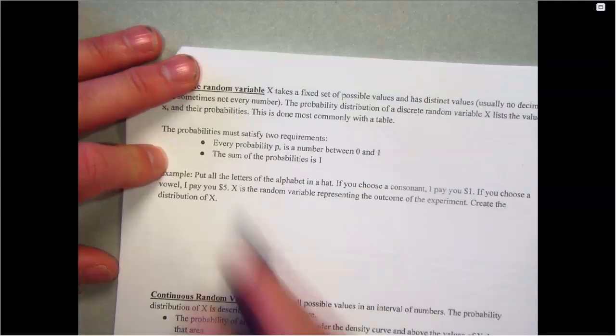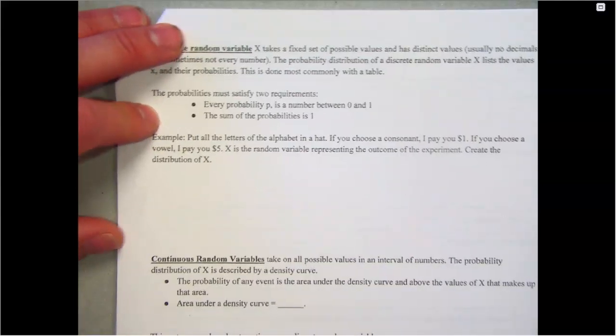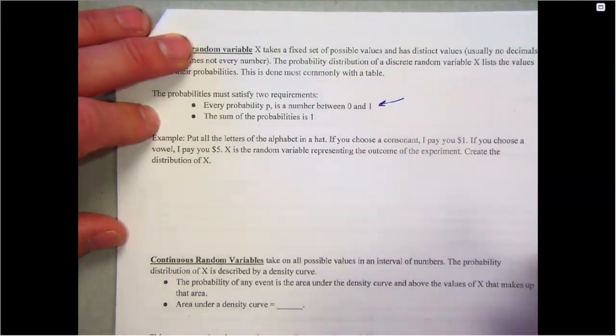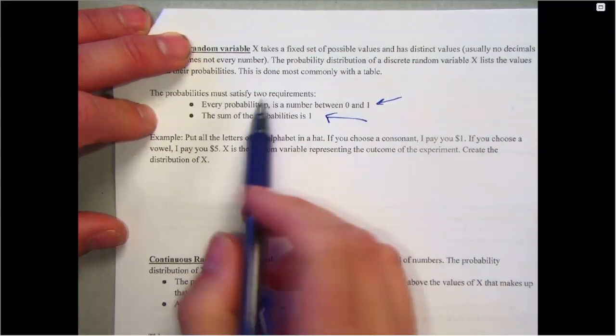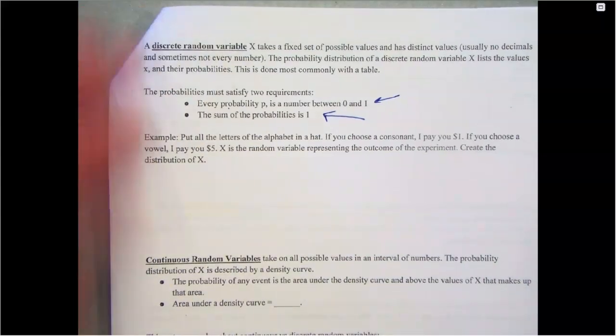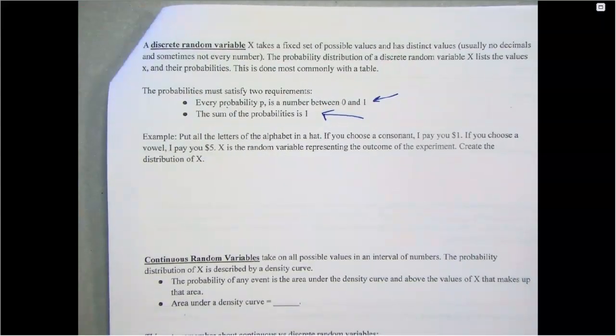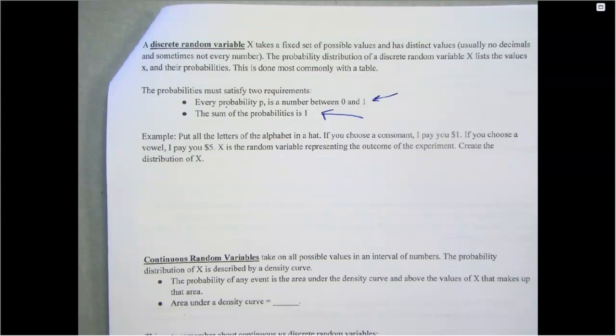Alright, this page. So when you do these probability distributions, like the table we just did, these are the 2 rules. I think they're kind of common sense. Every probability is a number between 0 and 1, and then they have to add up to 1. Those 2 arrows I wrote really help everything.